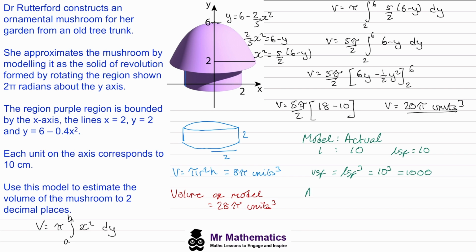So the actual volume will be the 28 pi multiplied by 1000, which gives us 28,000 pi centimeters cubed. And to 2 decimal places, this is 87,964.59 centimeters cubed. Okay?